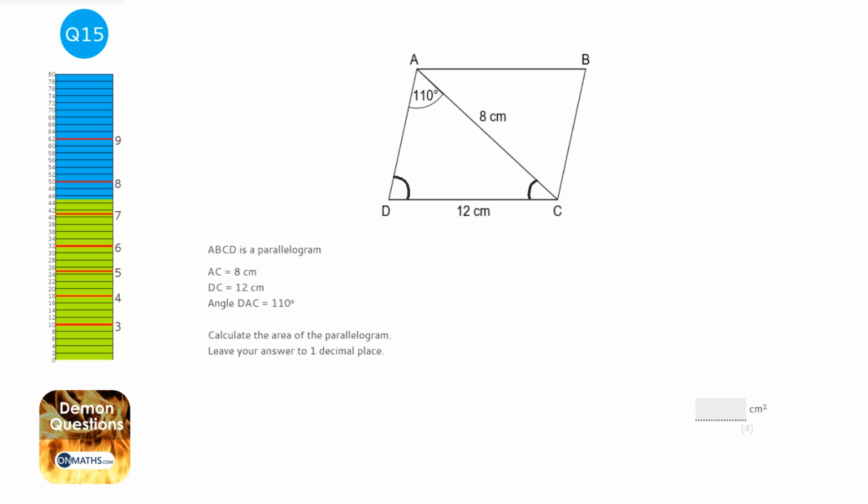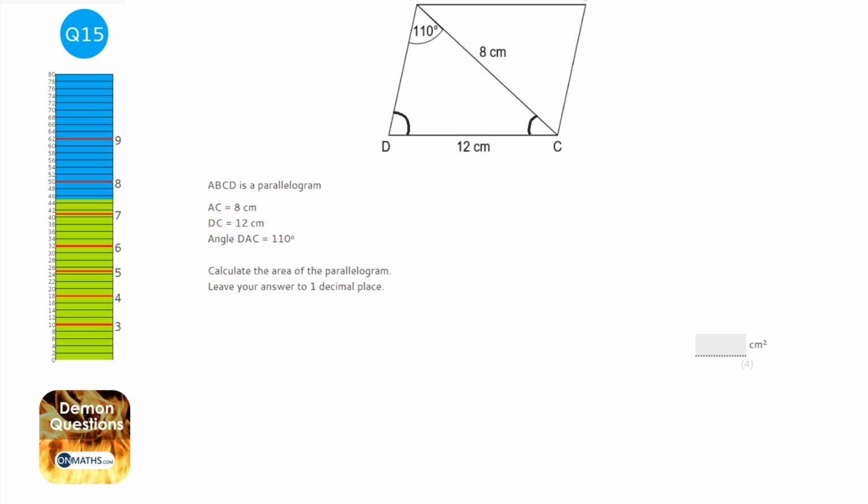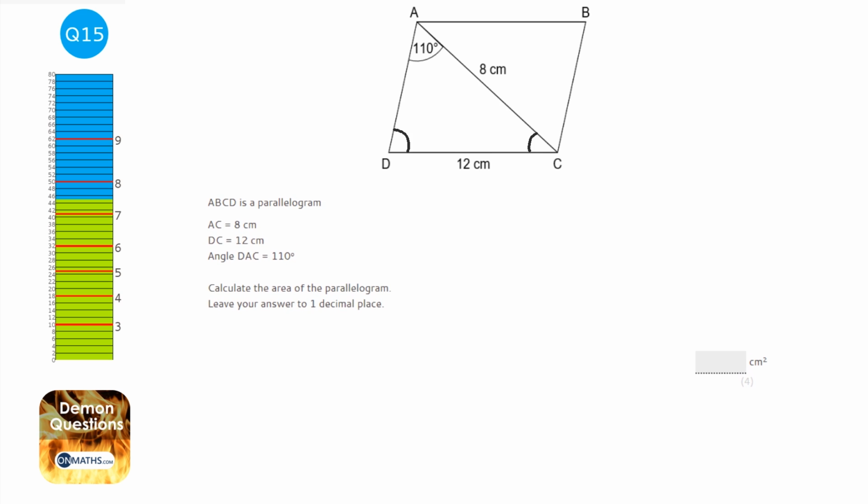So I'm going to work out the angle I marked first. So that is angle ADC. That's what I want to work out first. Now to do that, let's call it X, so it's a bit easier to write.